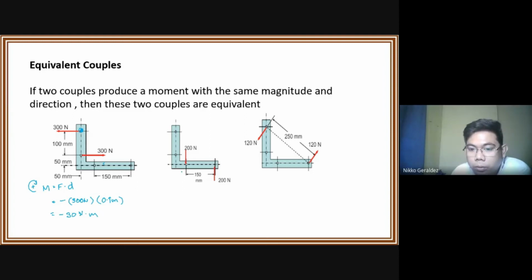The next, ito. Itong 200 Newton. Clockwise positive, moment equal to force times perpendicular distance. Moment ka dito. So that is negative, counterclockwise, 200 Newton times ano yung perpendicular distance? 0.15 meter. So, ilan? Negative 30 Newton meter.